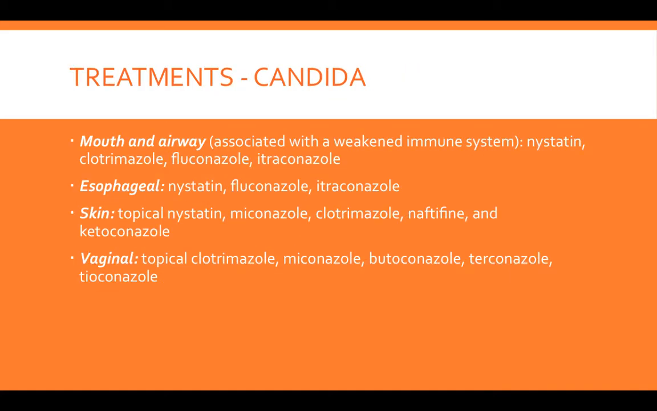How do we treat these yeast infections? Depending on where it is, we can use PO medications for the mouth and airway, like nystatin, PO clotrimazole, and fluconazole, and also for the esophagus. On your skin, you can use topical nystatin or miconazole, which we typically see. For vaginal candidiasis, you can use clotrimazole or miconazole as well.